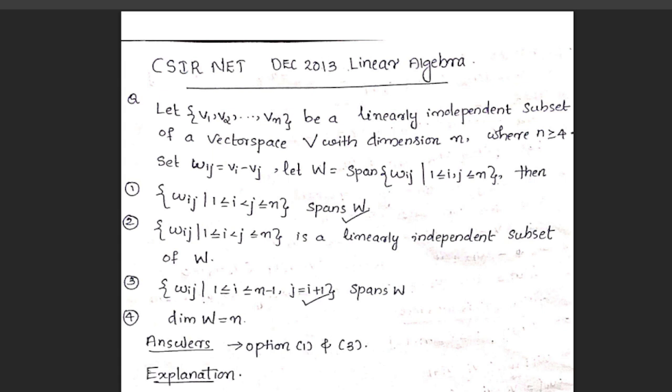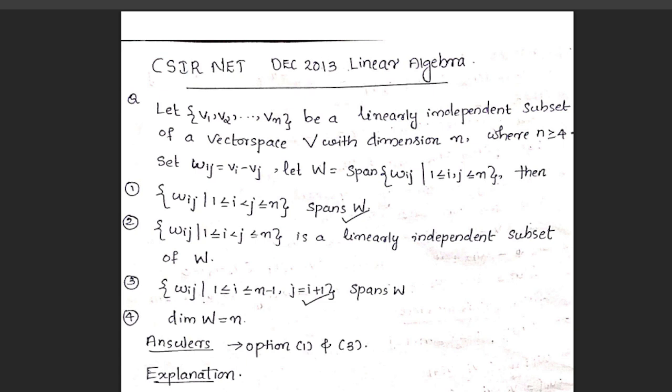Question. Let the collection V1, V2, etc., Vn be a linearly independent subset of a vector space V with dimension n, where n is greater than or equal to 4. Set Wij equal to Vi minus Vj. Let W equal the span of the set Wij, where 1 less than or equal to i, j less than or equal to n. Then we are given four options. We have to find the right options from the following options.